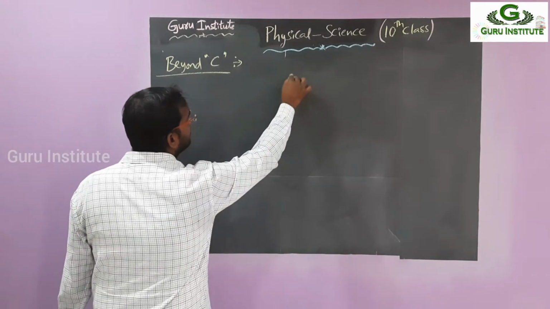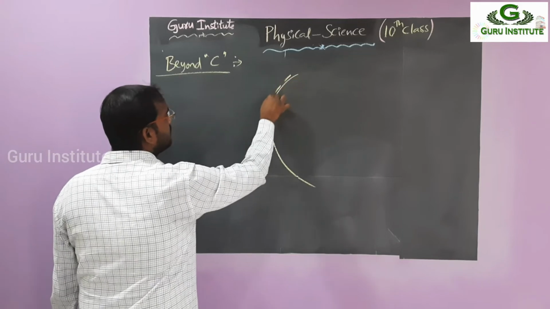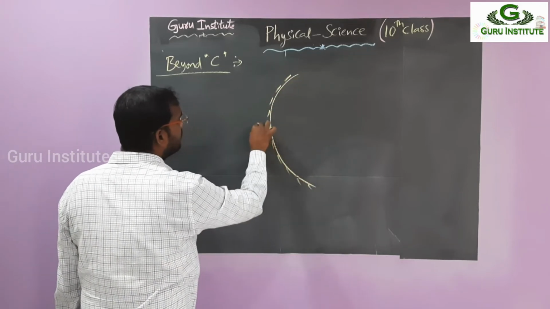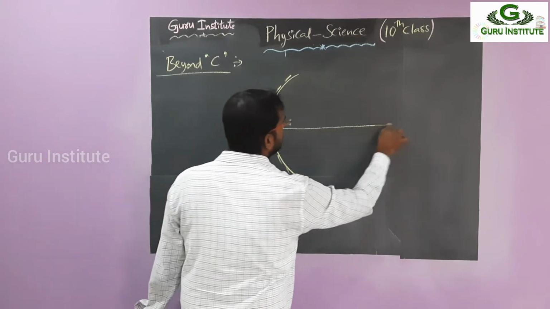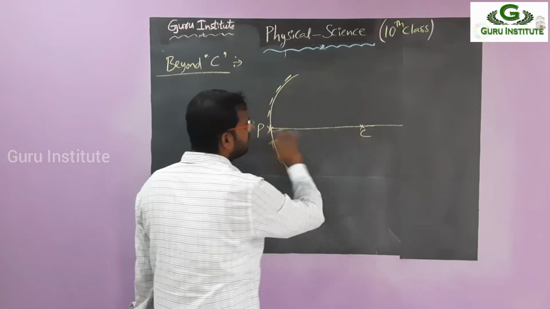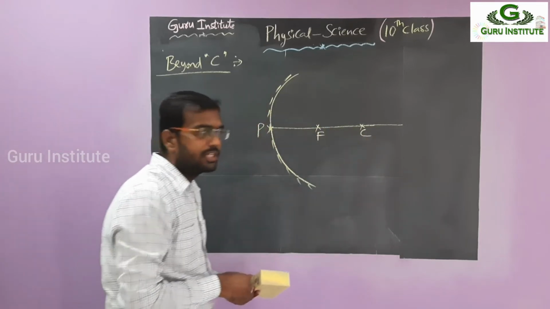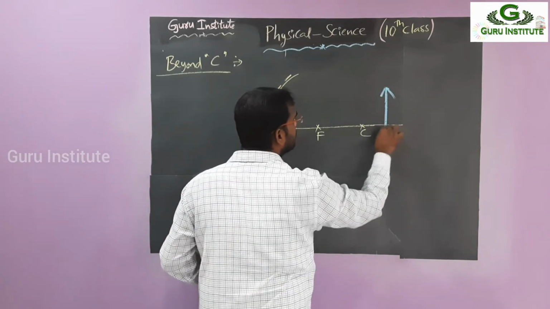So first beyond C case. This is the mirror. Always we have to draw like this only. So then pole, center of curvature, and at the exact middle you have to take the focal. Now I am taking the object. This is the object O.